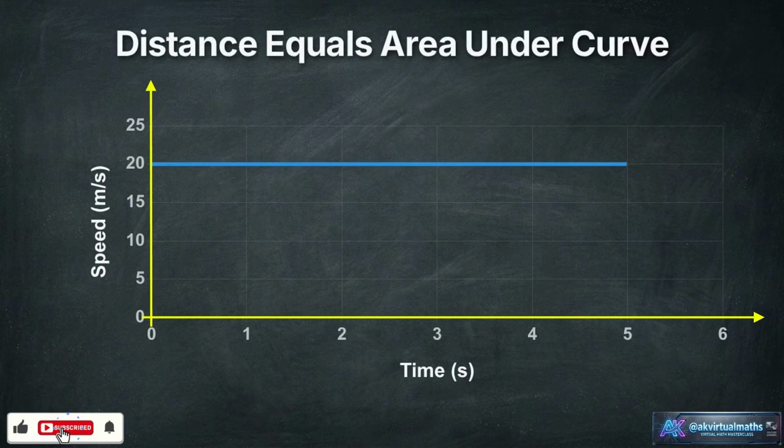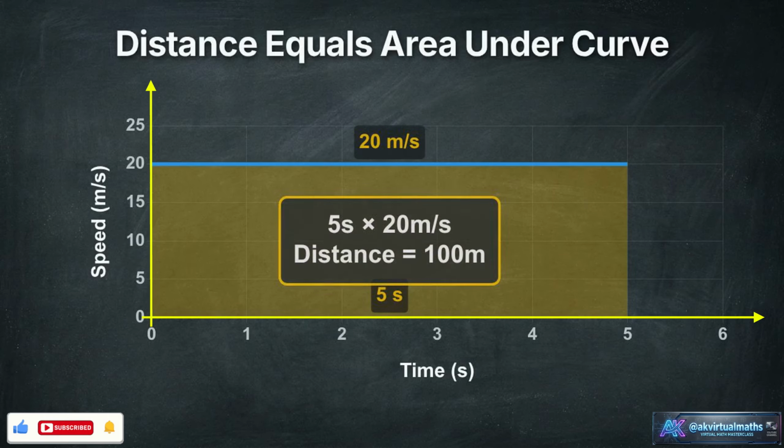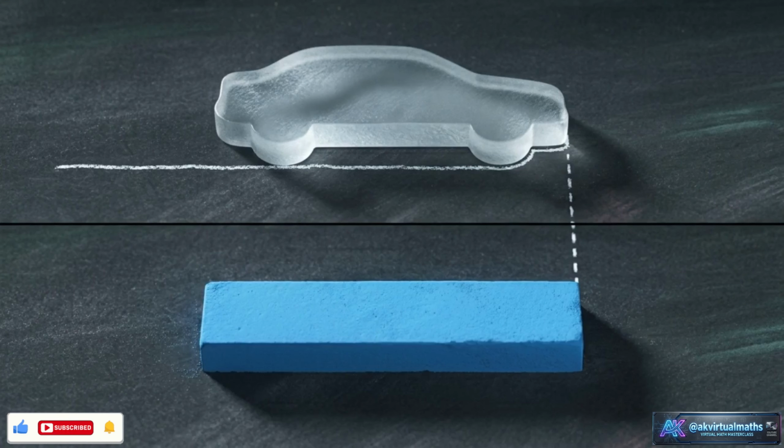Take a car traveling at a constant 20 meters per second for 5 seconds. The space under the line forms a rectangle. By multiplying the base of 5 seconds by the height of 20 meters per second, we find the distance is 100 meters. This shows that for any object moving at a constant speed, the distance is simply the area of the rectangle formed on the graph.